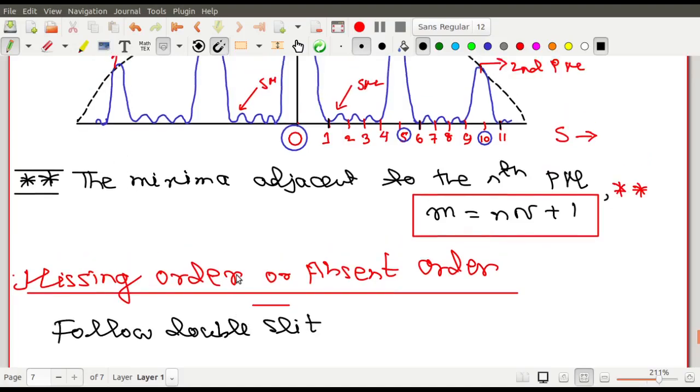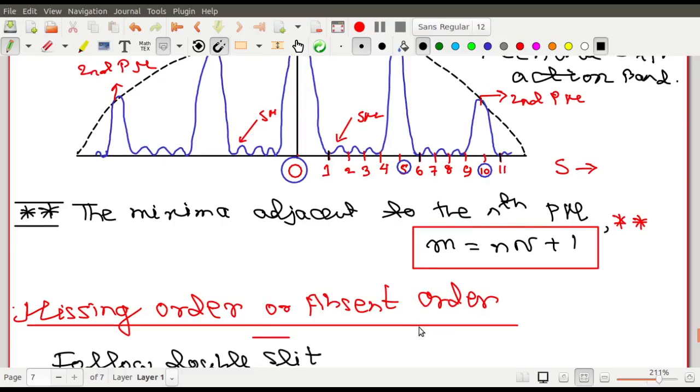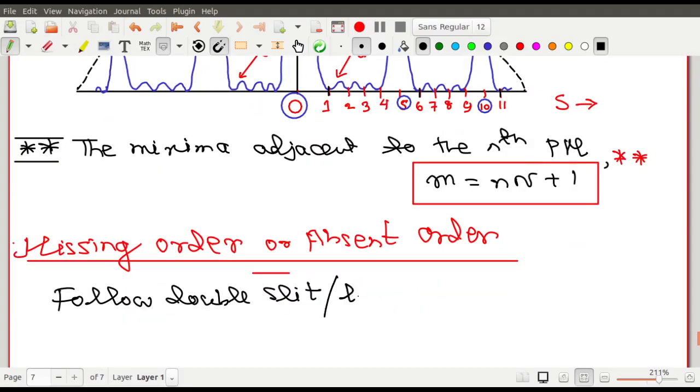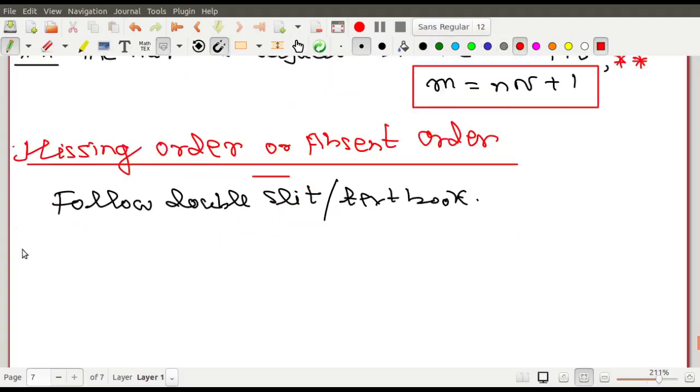If the maxima, this interference maxima, falls on the diffraction minima, over here if the principal maxima falls on a diffraction minimum, then I will call it missing. So that will be missing. Follow double slit or the textbook. Exactly what was done in the double slit, the same thing. So nothing to discuss, exactly the same thing. Okay, next is overlapping of spectral lines.